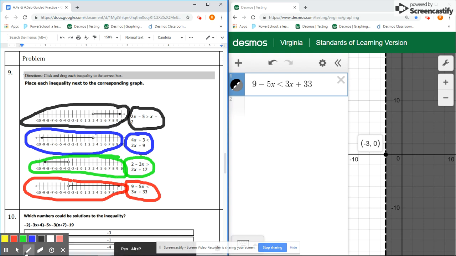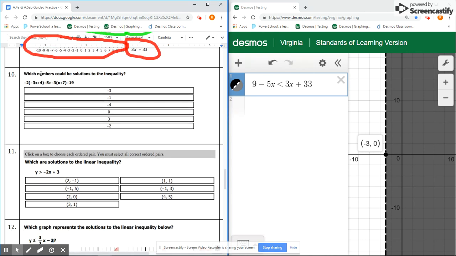It just happened to be where these are already matched up for us, so we did not have to move them. If they were all mixed up, we would have to drag the blue inequality to the graph and the green inequality to the graph and so on. But it just happens so that they're right next to each other. That's not always going to be the case, so go ahead and just make sure you double check.